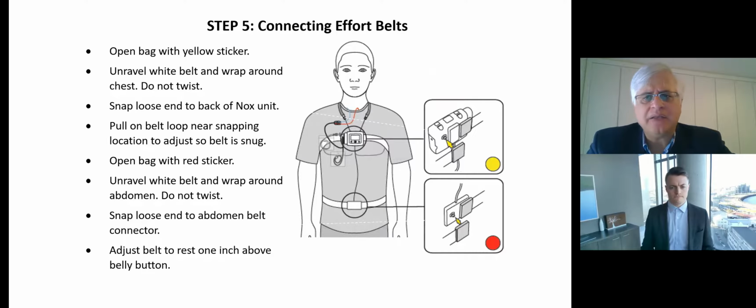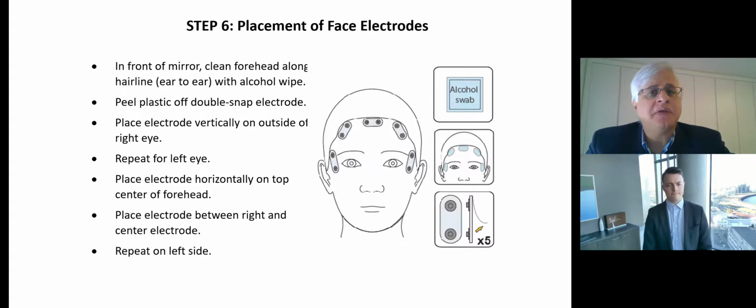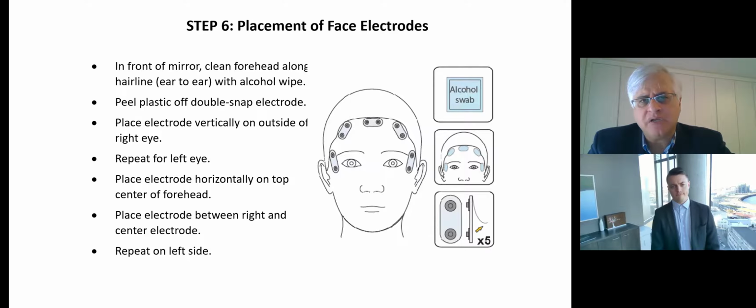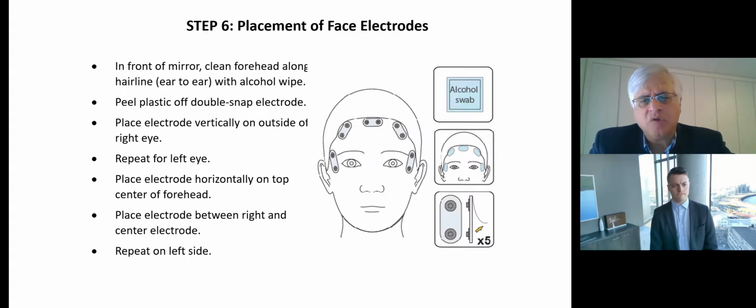Here's an example of how to connect the effort belts. The next slide is about the electrodes on the frontal, for the frontal montage. And again, we walk them through to make sure that they understand they need to go ahead and clean off the area, and we give them the alcohol wipes inside the kit, so everything is available. They don't have to go outside that closed environment of a Nox A1 bag.